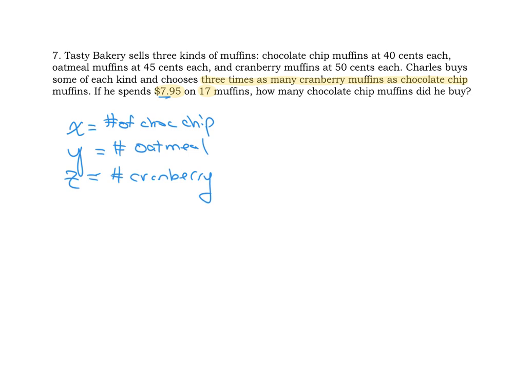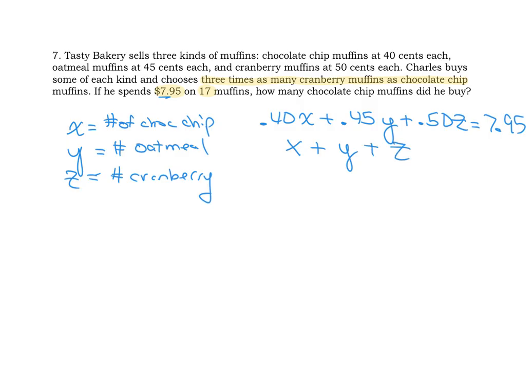Total money, so that means I'm going to put money in front. So 40 cents for chocolate chip plus 45 cents for oatmeal plus 50 cents for the cranberry, and the total is $7.95. These were cheap. Then the total number is 17, so the chocolate chip and the oatmeal and the cranberry are 17 total muffins.